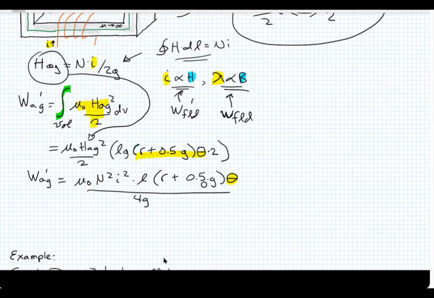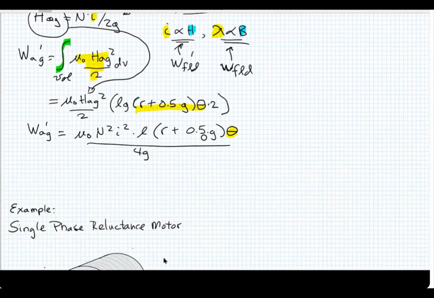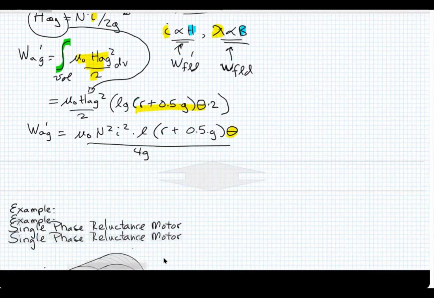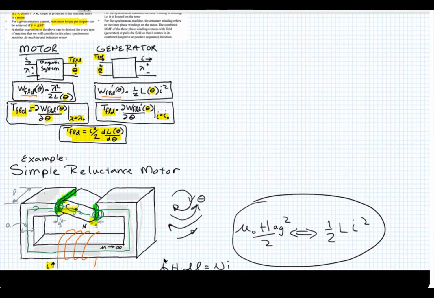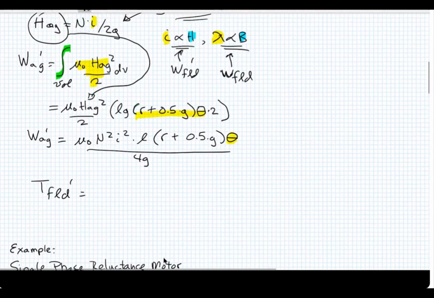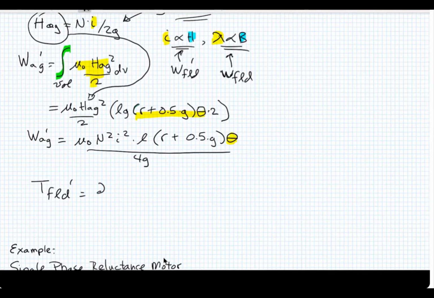And so if we want to find the torque, we would simply take the partial derivative with respect to theta of this expression, which is quite simple. Just take the derivative of it. And so the torque, and we're just using this equation right here, ends up being equal to the partial derivative of that co-energy in the air gap with respect to theta. And we're also going to evaluate it at I.